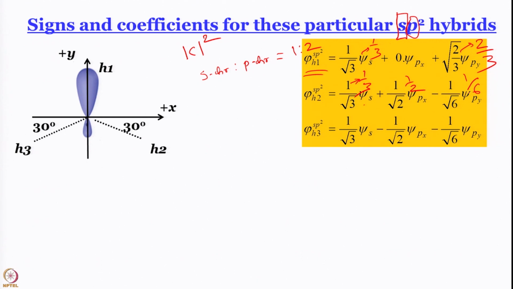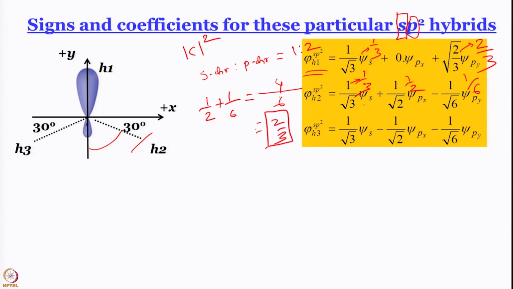That is not so surprising, just look at this figure. This angle is 30 degrees, this angle is 60 degrees. It is no wonder that the contribution of px is going to be 3 times more than contribution of py, right. Look at the components, you will get it. But what is the total contribution of p orbitals? Half plus 1/6 is equal to, since it is easy, I will actually do it in detail, 4 by 6 is equal to 2 by 3.